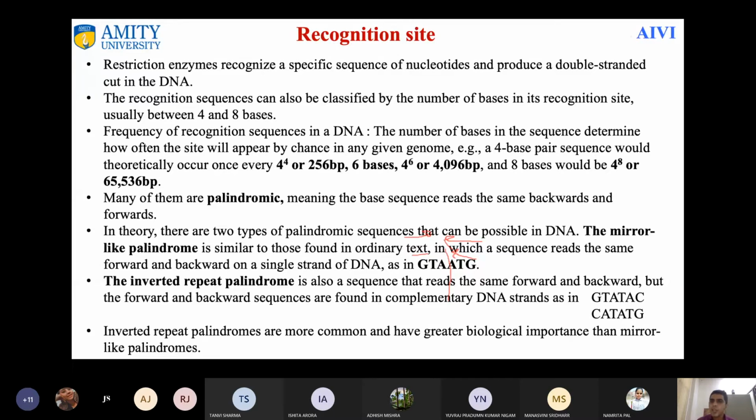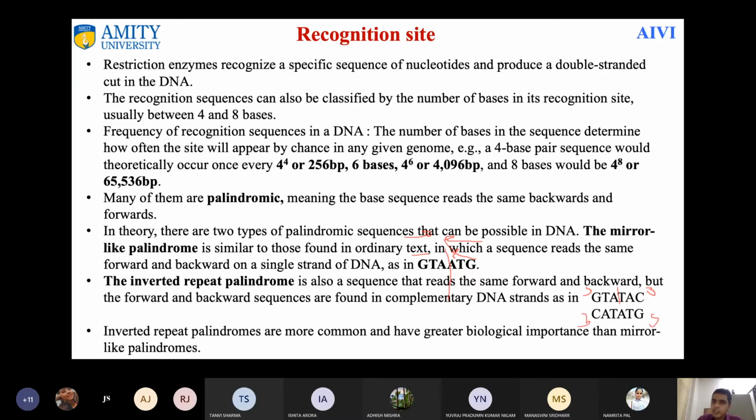Second is called the inverted repeat palindrome. So here the term is inverted. For example, here you can see G T A T A C. This is the 5' end, this is the 3' end on the one strand. So they are not mirror palindrome, because if you read within the same strand, they read differently. But inverted means on the other strand. Here also this is 5' and 3'.